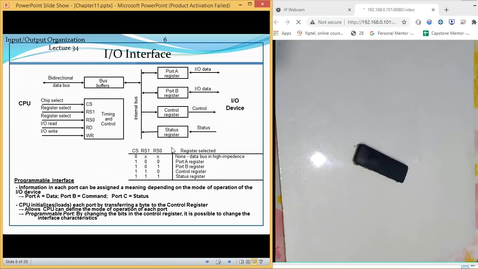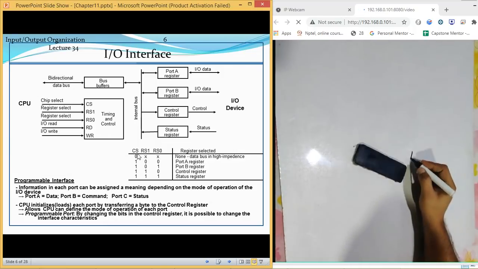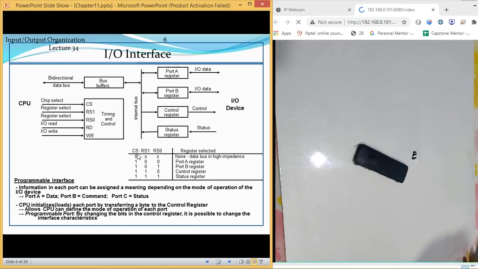We also have a status register. Now, how is this going to function? If you know how a decoder works, it is in the same fashion. This is going to work in the same fashion as that of your decoder. So we have CS, which is a chip select. CS is chip select. This is going to work as an enable line, if we can consider it as an enable.